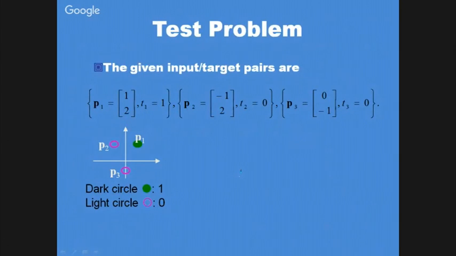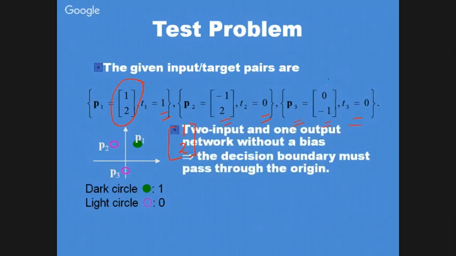Now you can note down the problem. P1 is equal to 1 and 2, and target equal to 1. P2 is equal to -1 and 2, target equal to 0. You have to calculate, so take your pen and paper and calculate with me. P3 is equal to 0 and 1, and T3 is equal to 0. So there are 3 targets and 3 inputs, right?